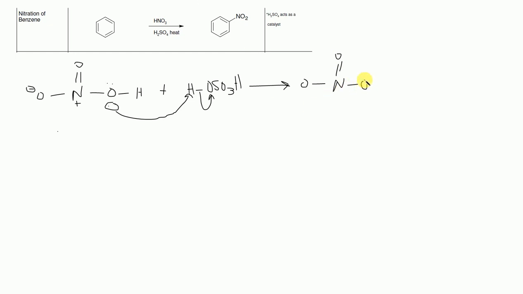Okay? So I get OH2. Now this is plus, and this is minus. What happens is that this OH2 group freely leaves, and it's a very good leaving group, so it's going to freely leave, and this structure can stabilize itself afterwards.